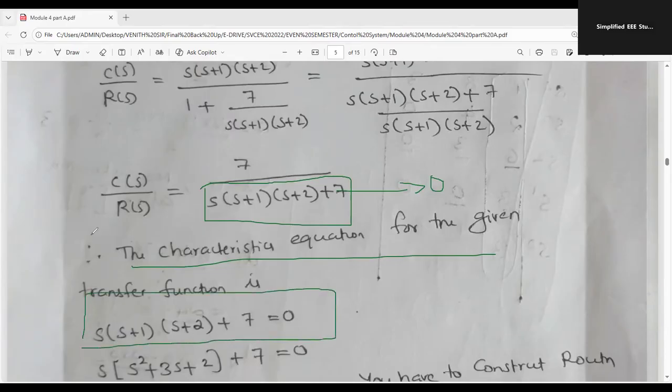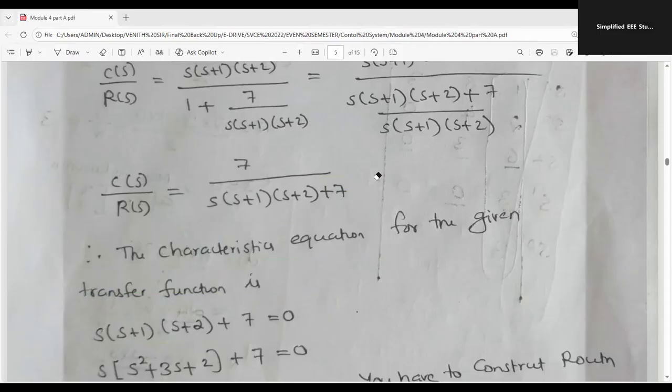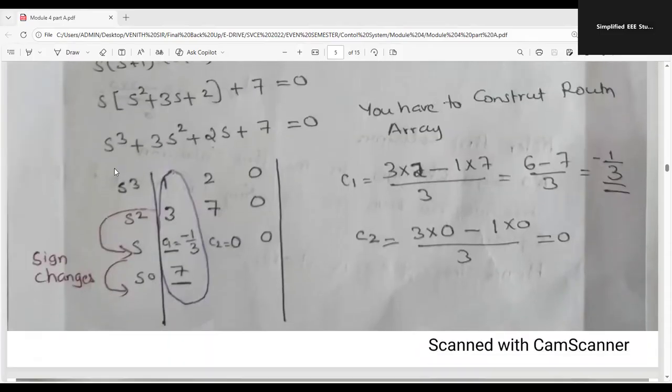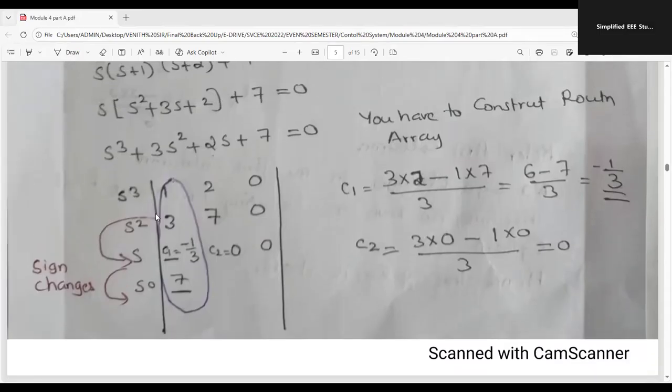Now, you have to simplify it. Simplification is needed, okay, because we require all the coefficients, s to the power 4, s to the power 3. So for that purpose, I simplified it. Okay, so highest power is equal to 3 only. So we can form the Routh array, s to the power 3, highest power, then s to the power 2, then s to the power 0. Then please update the coefficients.